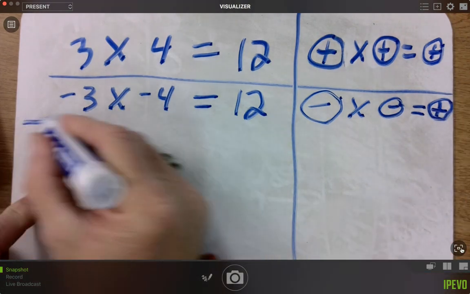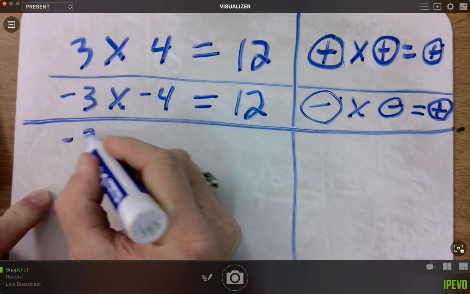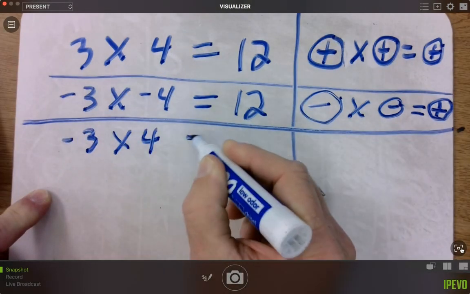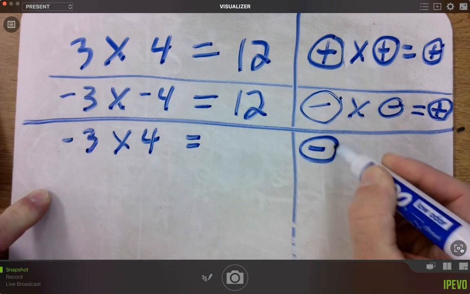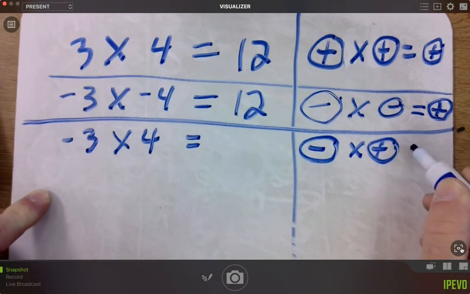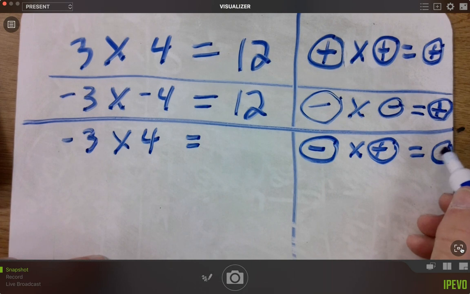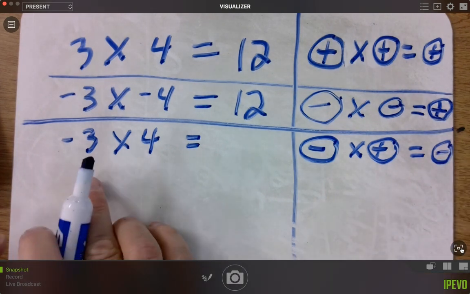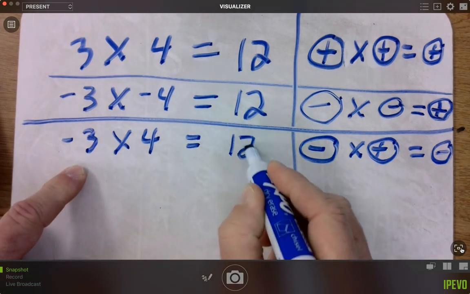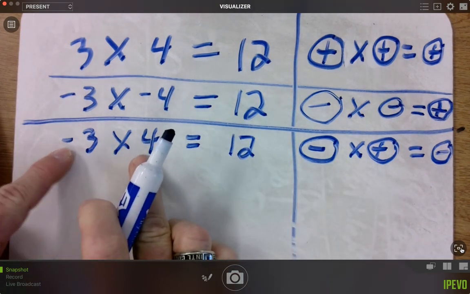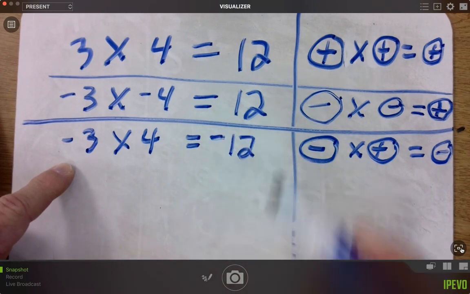All right, now let's look at another one. Now let's look at negative 3 times a positive 4. So let's do that over here. A negative times a positive. You may remember from the previous screen, I have this form with the rules put in your Google Classroom. But you may remember from the previous screen, a negative times a positive is a negative. So if you look here, 3 times 4 is still 12. But in this case, we have a negative times a positive. This becomes a negative 12.